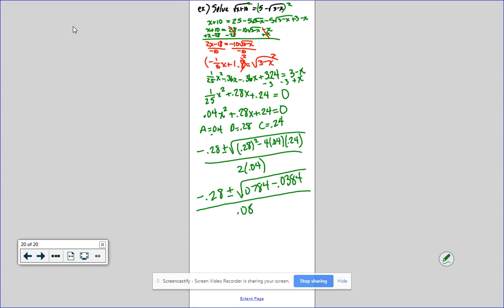If you've noticed here, though, it's going to work out pretty nicely. So I got negative 0.28 plus and minus the square root of 0.0784 minus 0.0384, which is 0.04. And if I do the square root of 0.04, what do I get?